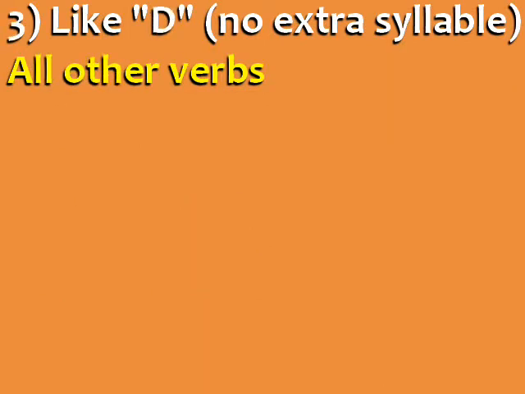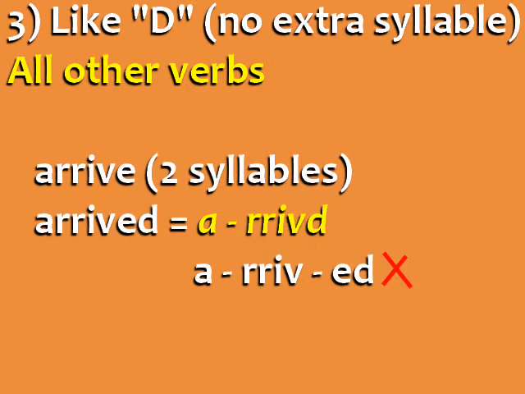Finally, ED is pronounced like D with no extra syllable in all other verbs. So the past tense of the verb arrive, which has 2 syllables, is arrived, which also has 2 syllables. Don't say "arriv-ed". It's incorrect.